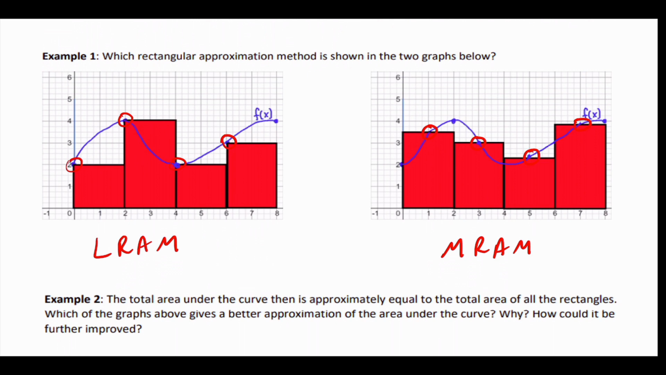Which graph gives a better approximation of the curve? Why? How could it be determined? How could it be further improved? Well, it's the same exact curve, right? So now find the area of the rectangles. What do you get? Are they the same? Are they different?